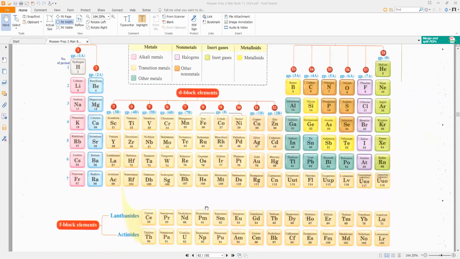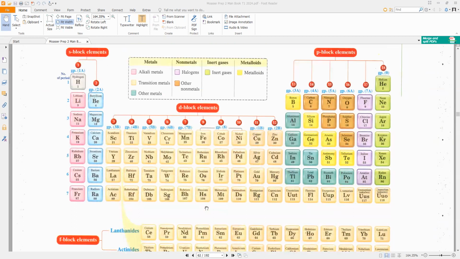We will see the modern periodic table. This is the coloring. Hydrogen is non-metal. The pink color from lithium to francium, they are alkali metals, group 1A, that we will talk about. After that, they are metals, another type of metal. The yellow color here is called transition metal.